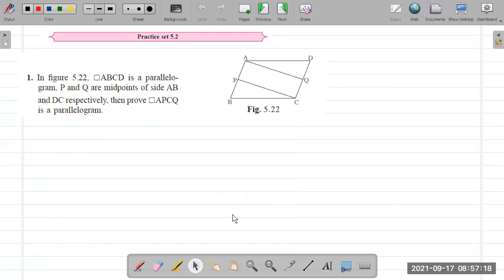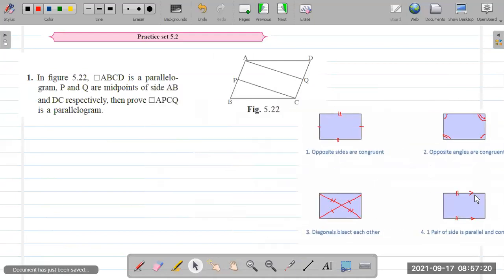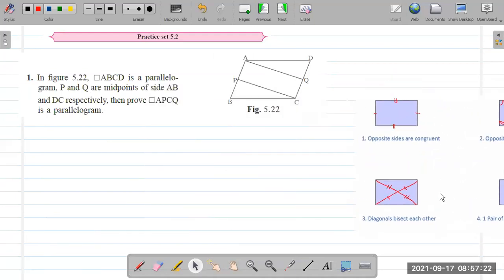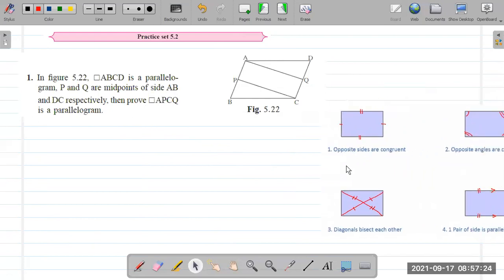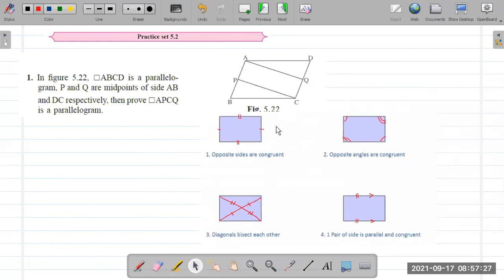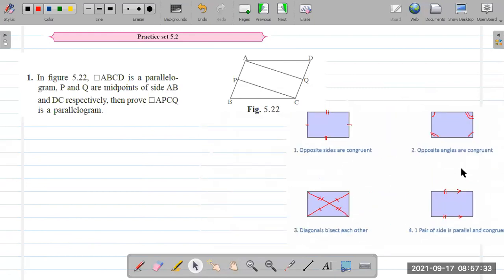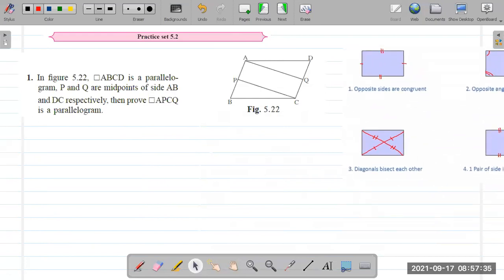Now I'm going to put a reference picture here because, as I said, to prove that this quadrilateral is a parallelogram, we are going to require these 4 properties, and we have to decide from these 4 which property to use here. We start with writing out what is given. Always make it a habit. It's a good habit to write given, to prove and solution for Maths 2. In this case, we are given that ABCD is a parallelogram.